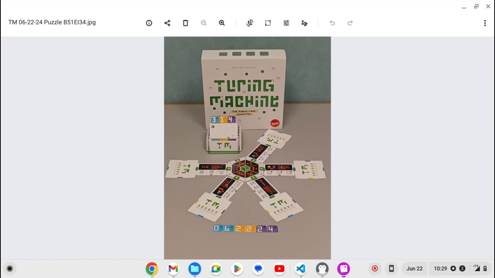Let's begin. Today is June 22nd, 2024, and we're solving the Daily Turing Machine Puzzle. Today's puzzle uses 5 criteria cards and 5 verification cards. Let's go to turingmachine.info for the details.